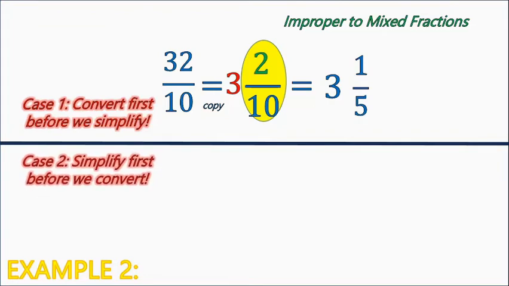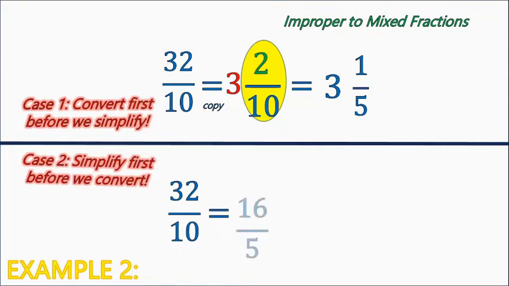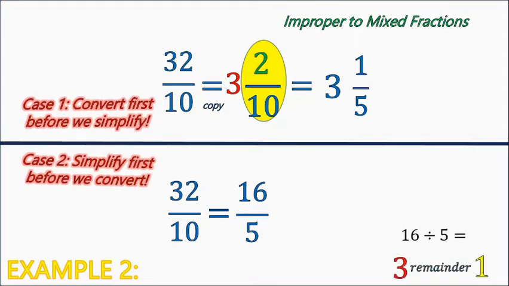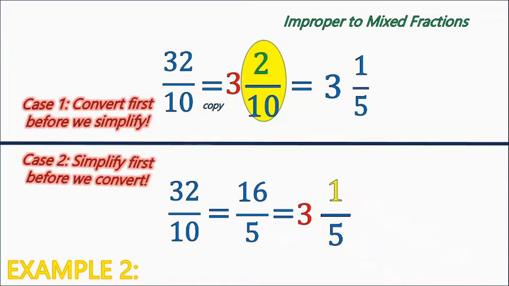How about if we do case 2? Simplify first before we convert. 32 over 10 could be simplified by dividing both numerator and denominator by 2. So if we divide both by 2, 32 by 2 will give us 16, and 10 by 2 will give us 5. Now, let's convert it to a mixed fraction. So that's 16 divided by 5, 3 remainder 1. Copy the same denominator, which is 5, and 3 will be your whole number, and 1 as your numerator. So again, even though we use two different methods or cases, we still arrive at the same answer.